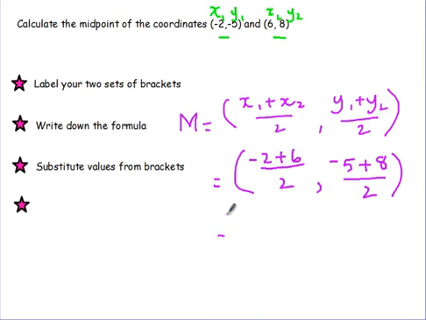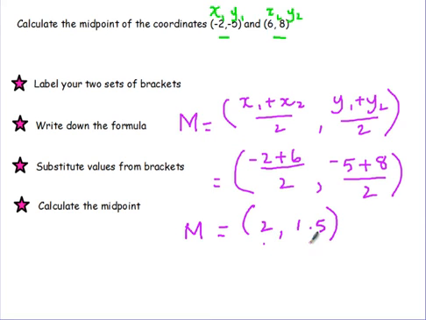You can go to your calculator here, or you can just do it in your head, because that very next step just says calculate. So minus 2 plus 6, I know that's going to be 4, and then I need to halve 4, so I'm going to get 2. Minus 5 plus 8, if I think about a number line, I'm starting at minus 5, adding 8 on, I get to 3, and then I need to halve 3, I get 1.5. So my midpoint is 2, 1.5.